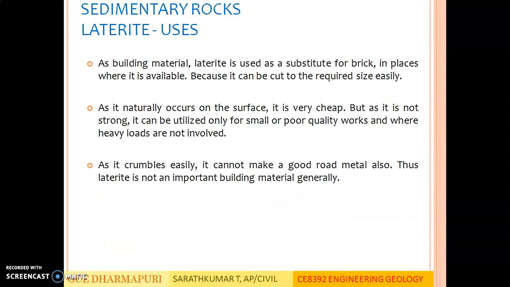As a building material, laterite is used as a substitute for brick in places where it is available because it can be cut to the required size easily. As it naturally occurs on the surface, it is very cheap. But as it is not strong, it can be utilized only for small or poor quality works where heavy loads are not involved. As it crumbles easily, it cannot make a good road metal also. Thus, laterite is not an important building material generally.